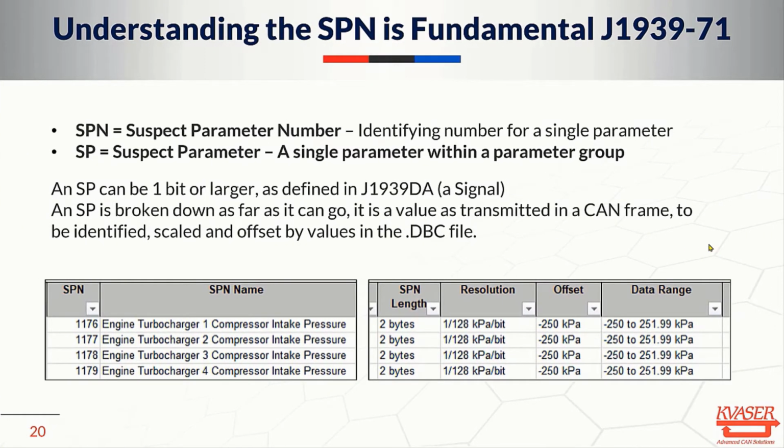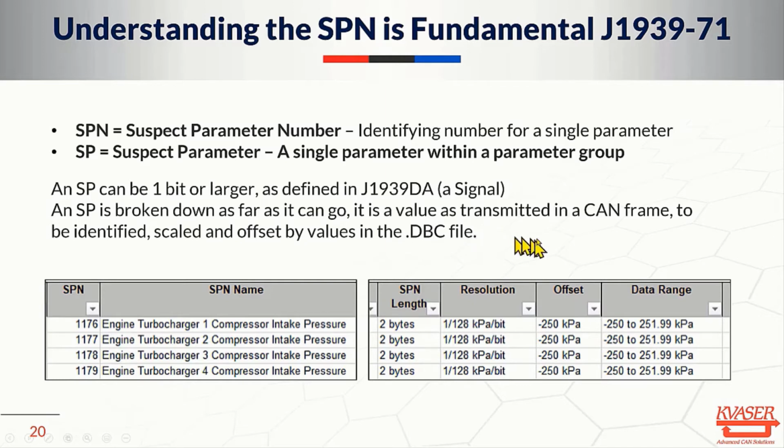So first we're going to understand the SPN, and the SPN is explained in J1939-71. SPN stands for Suspect Parameter Number. It's again an identifying number of a single parameter. SPN is the suspect parameter, that is the single parameter within a parameter group. An SPN can't be broken down any further than it is. It is either 1 bit or larger. An SPN can be many bytes, or it can be 1 bit long. There are many SPNs that are 1 bit long. It's broken out again as far as you can go with it.